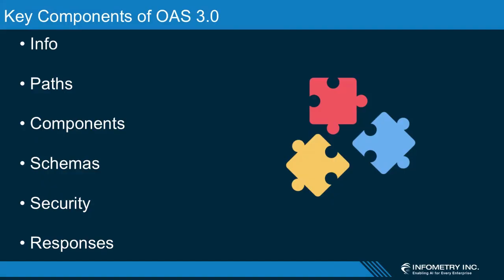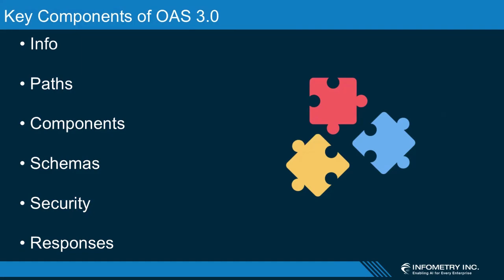The second structure is paths. Paths define all available endpoints, whatever endpoints we need to implement. So this paths section contains all the endpoints and supported HTTP methods, whether it's a GET or POST or DELETE or PATCH, these kinds of things will be in the paths section. This is where we describe how clients interact with the API.